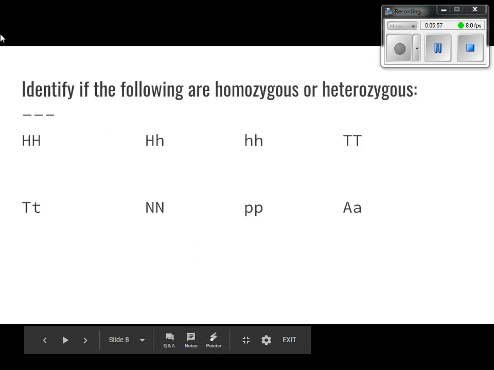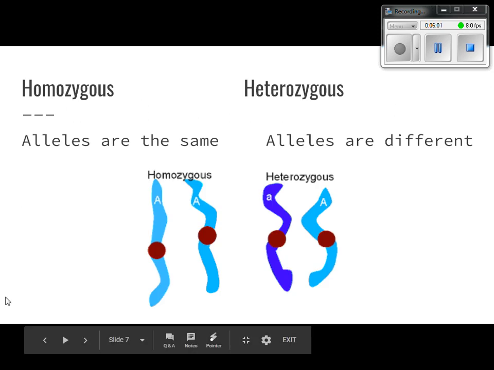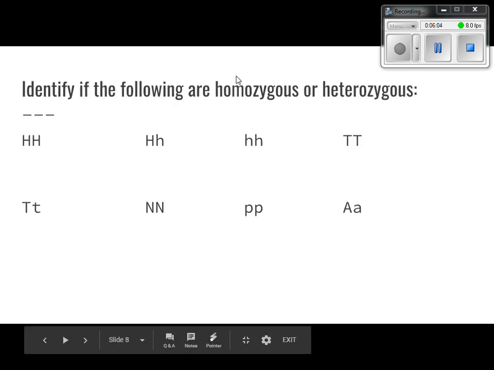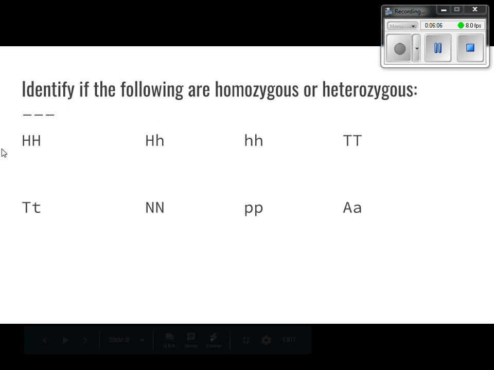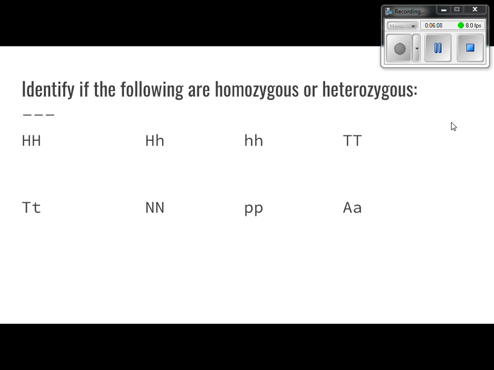Now, I want you to go ahead, pause the video here, take a minute, and go through and identify if the following are homozygous or heterozygous. So go ahead and pause, then when you've got it done, turn the video back on, and we'll go through the answers.